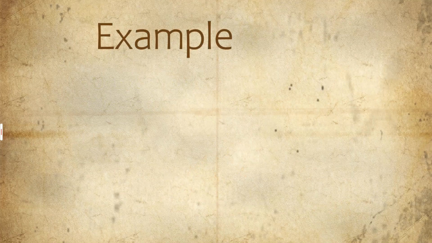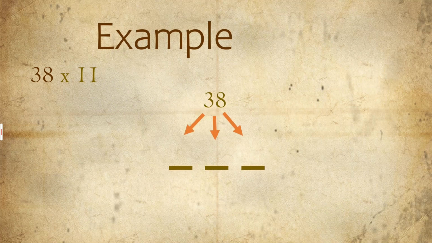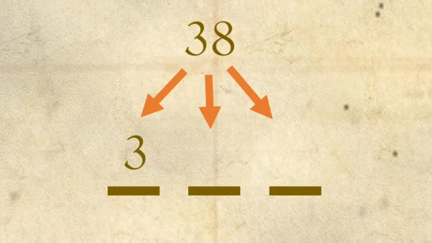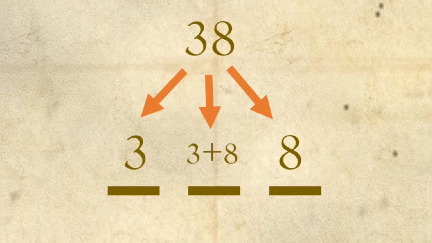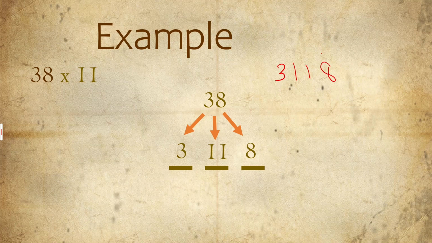Let's have a look at another example to understand this better, along with the concept of carry forward. Here we have 38 into 11. As we know, we're going to divide it into three positions. The first position is going to be filled with the tens digit as it is, that is 3. The ones place is going to be filled with the ones digit of the number as it is. And in the middle is going to come 3 plus 8, that is 11.